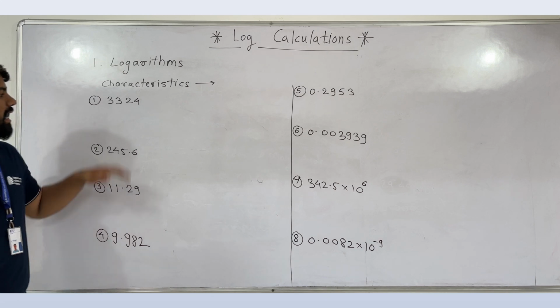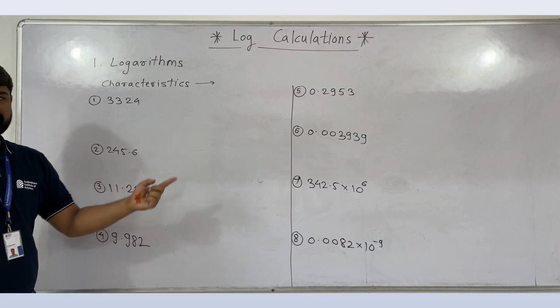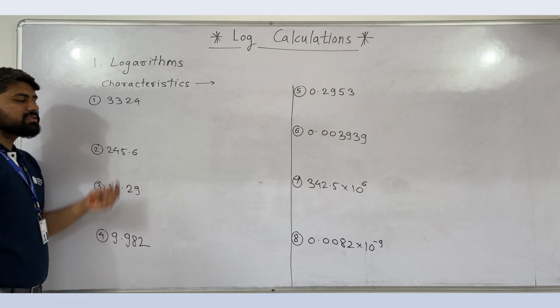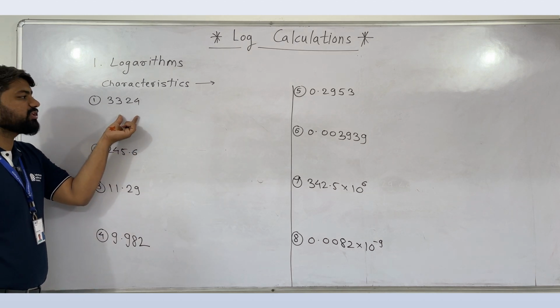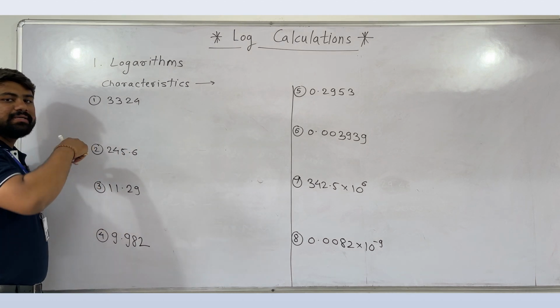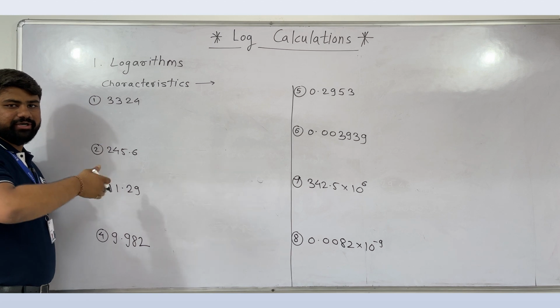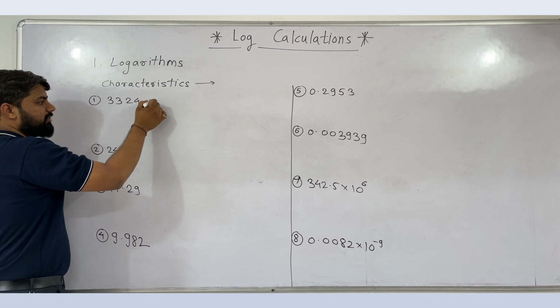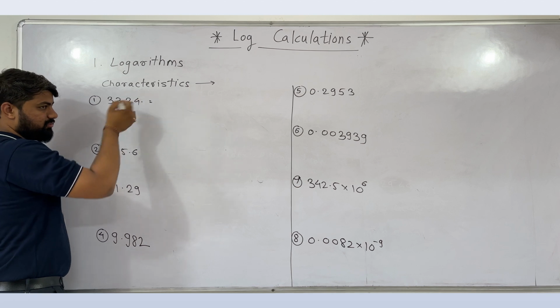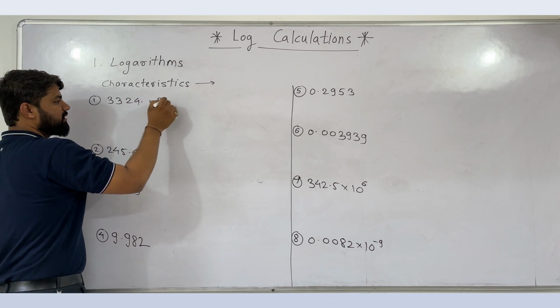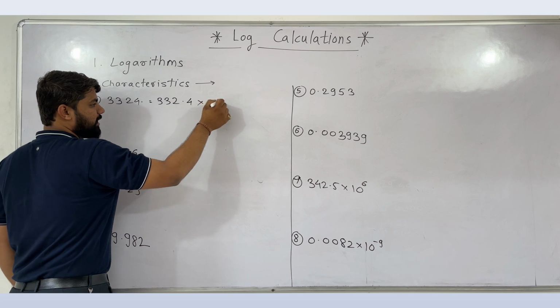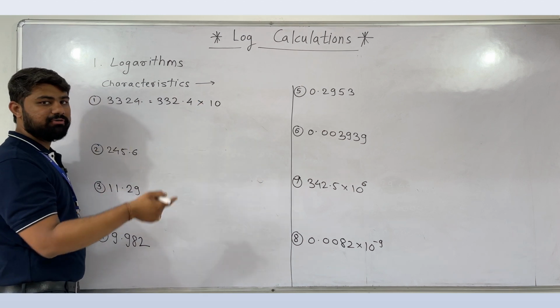Now let's see how to find characteristics of these numbers. So first we have 3324. This number is way more than 10, so we have to shift the decimal point such that we get a number which is between 1 and 10. Let's see, we have the decimal point here. If I shift it by 1 digit, then we get 332.4 into 10 to the power. Now, what power should we give?